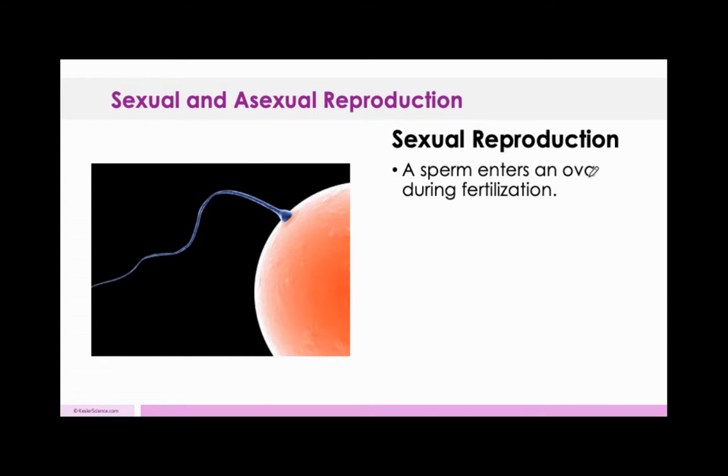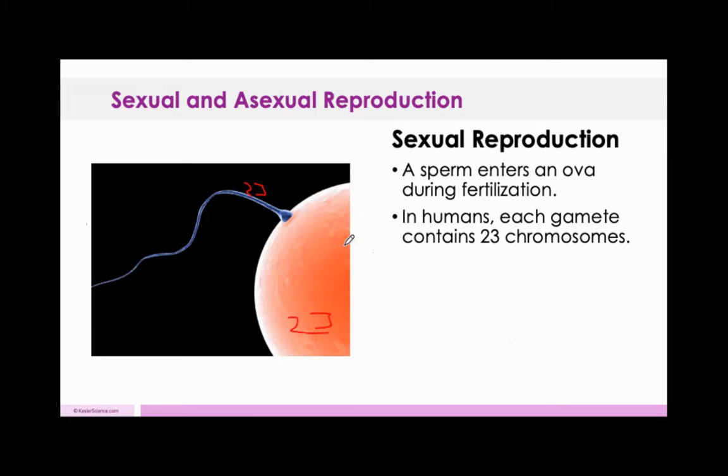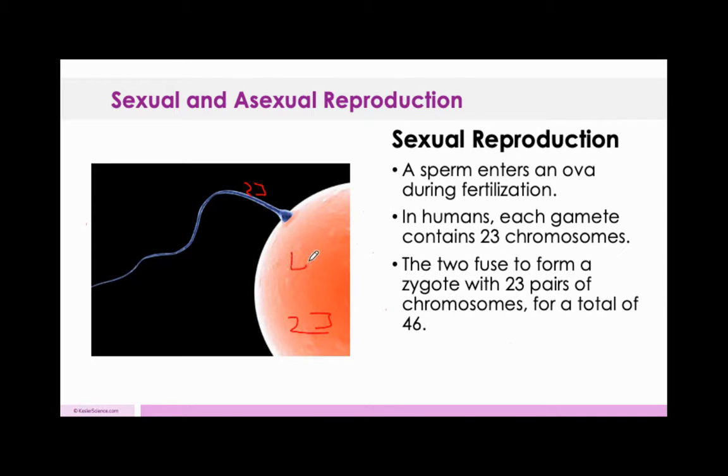So as we look at this, we're going to see that fertilization occurs. During sexual reproduction, the sperm is going to enter an ovum during fertilization. So we have our egg here, which has 23 chromosomes, and the sperm here has 23 chromosomes. When they combine, you're now going to get what is called a zygote, which is going to have a total of 46 chromosomes. 23 are coming from the father, 23 are coming from the mother, which is going to give you a new, unique individual with a total of 46 chromosomes.